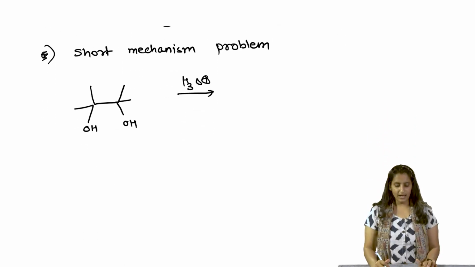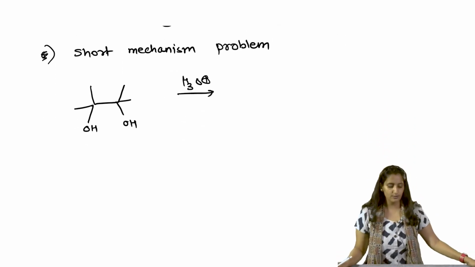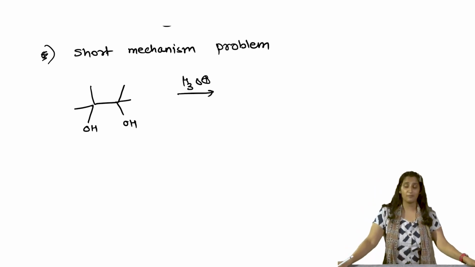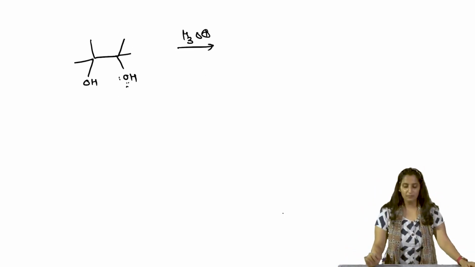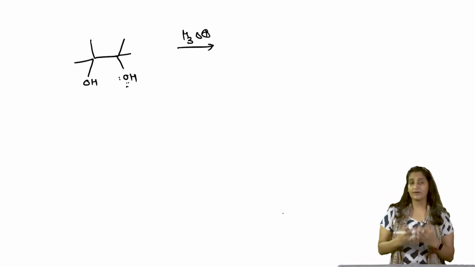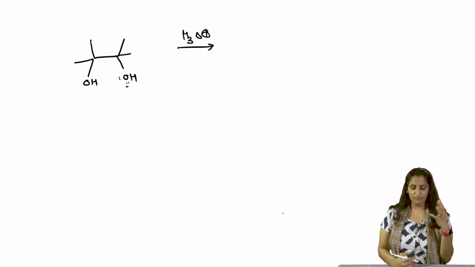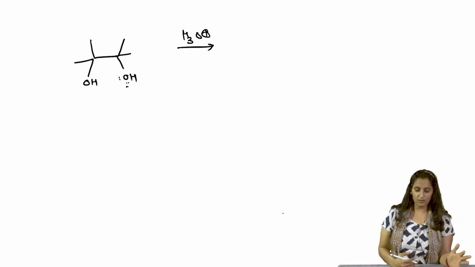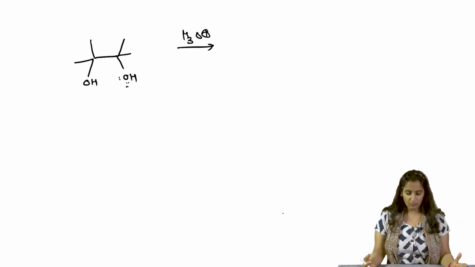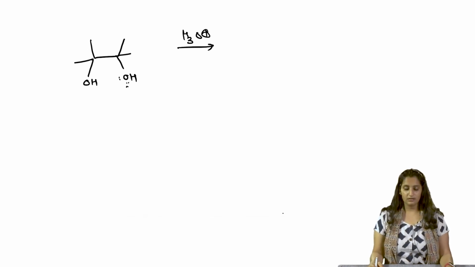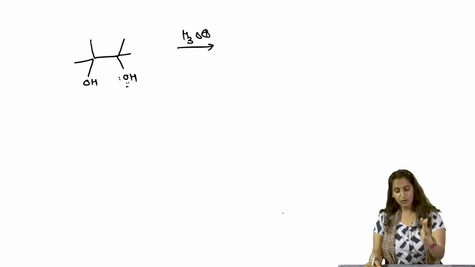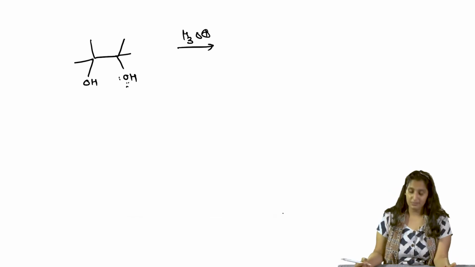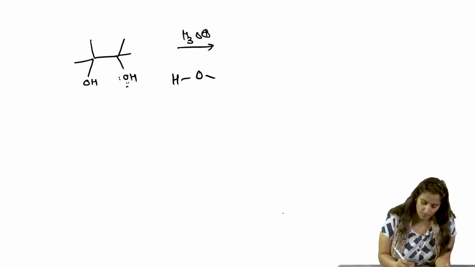Now, we have one last remaining problem for this particular tutorial, which is a short mechanism problem. For this mechanism problem, what we have to do is think what will be the first step. Now, you have OH groups which are alcoholic, this is a glycol molecule, a diol, and then you have H3O plus present. So, the first step is going to be protonation.